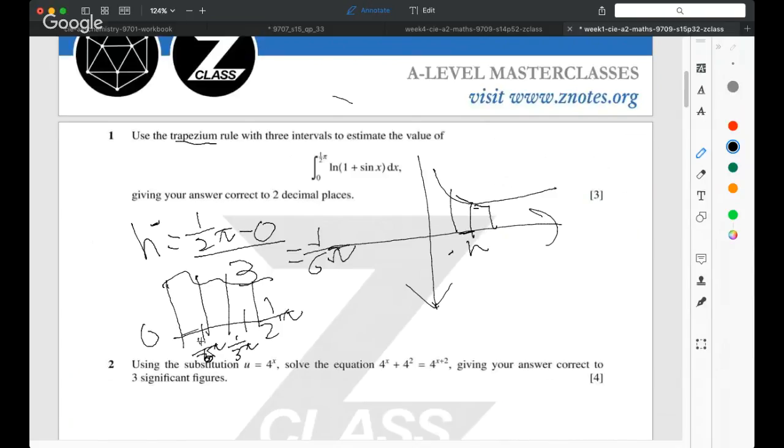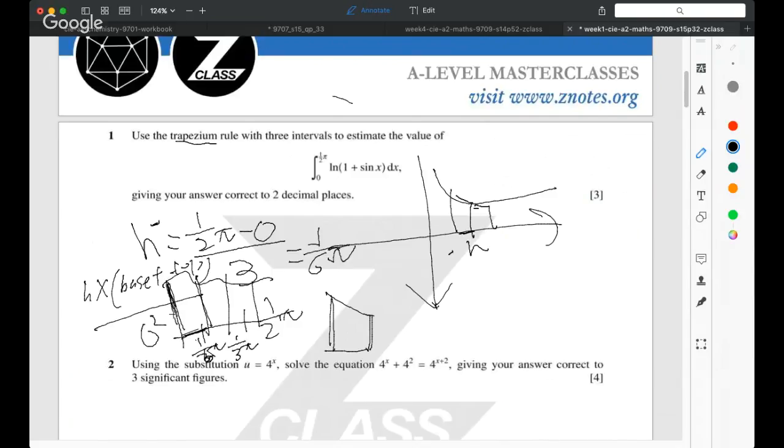How do you calculate the area of the trapezium? It's the height times the length. So base plus top, divided by 2. So it's basically this plus that, times the h, divided by 2.